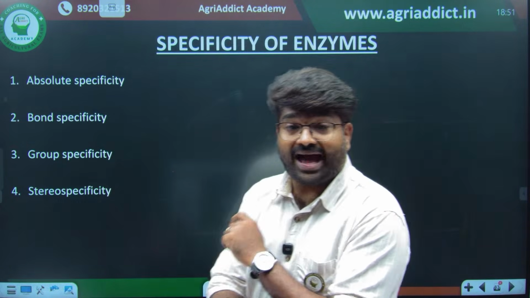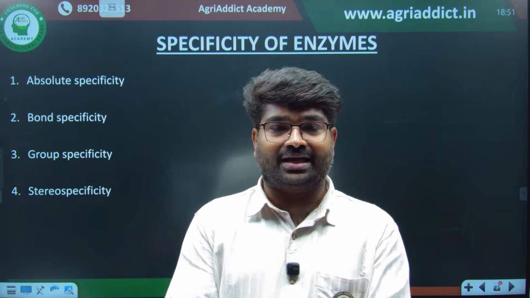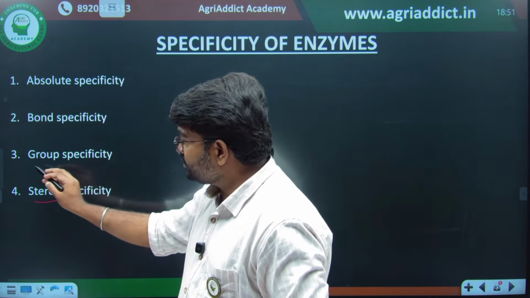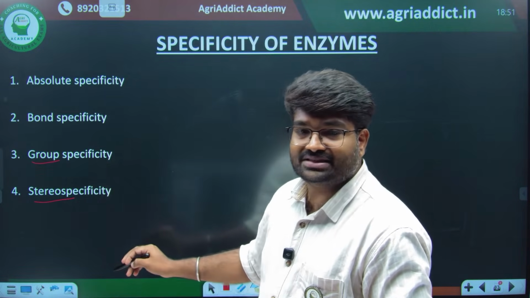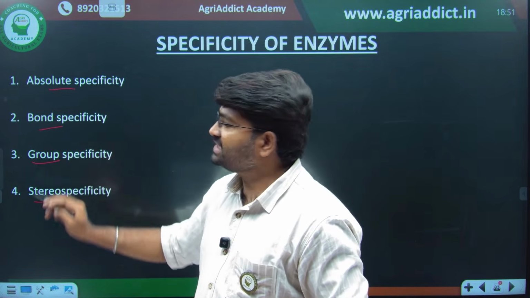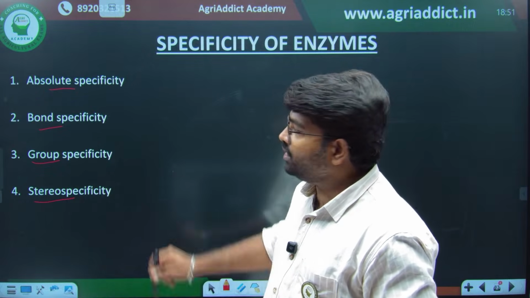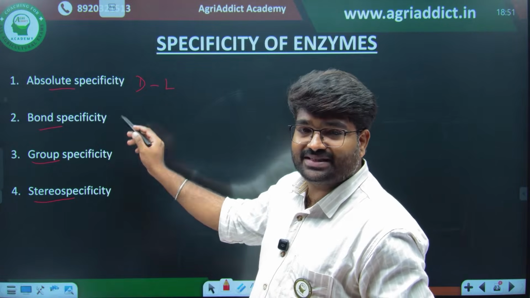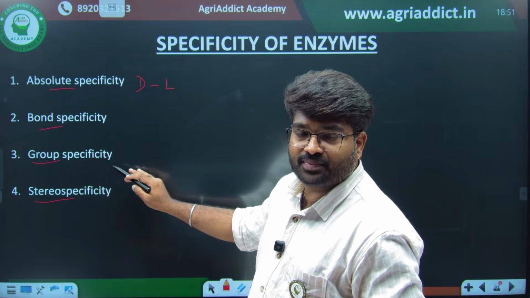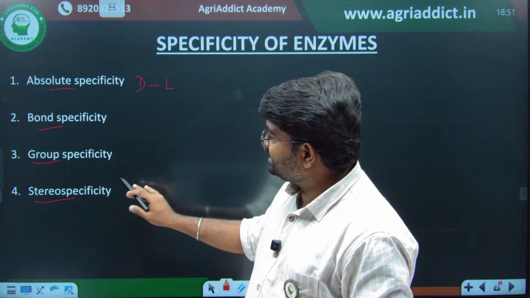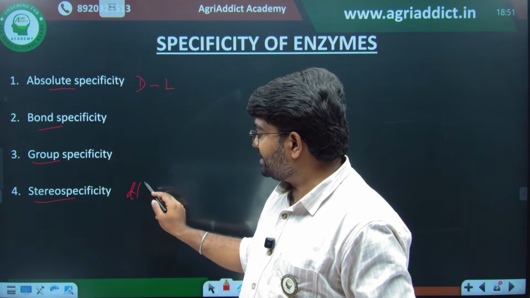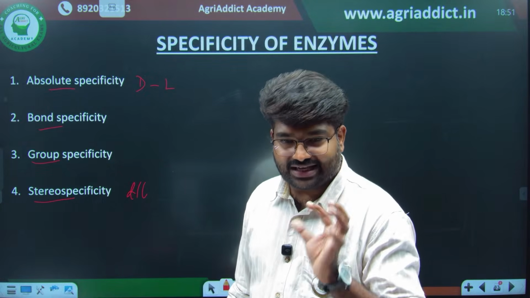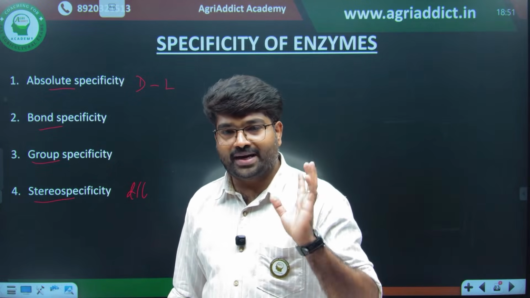This definition is important. So the enzymes are highly specific. This is another important thing. Enzymes are highly specific towards their substrate. Stereospecificity, group specificity, absolute and bond specificity will be there. Absolute specificity means whether it will act on the D or L form. Bond specific means which bond it is acting on. Group specificity means which group. Stereospecificity means D and L. This is very important. Enzymes are stereospecific, bond, group and absolute specific.